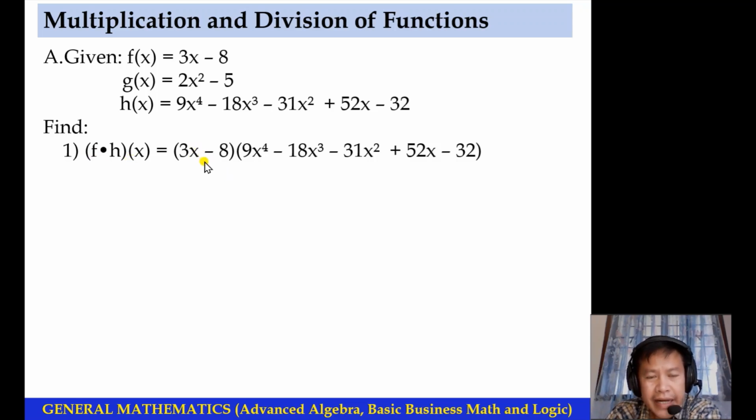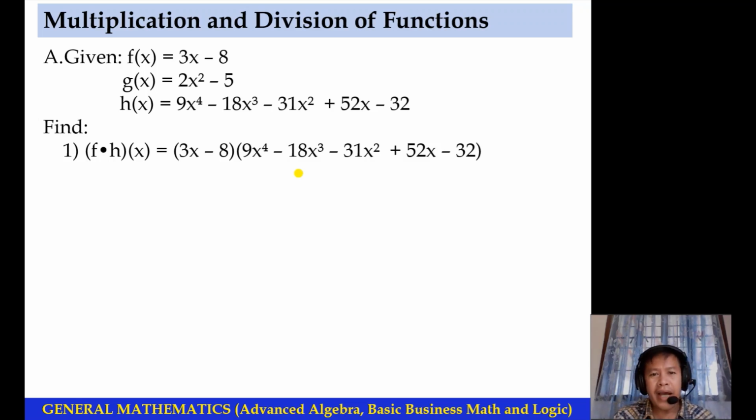Okay, now, we are going to find the product of f and h. Now, take note, this is a binomial. And this is 1, 2, 3, 4, 5. This is composed of 5 terms. How are we going to multiply this? How are we going to get the product of a binomial and that of the polynomial of 5 terms? Or linear, and we have the quartic function. Take note, if you're going to multiply linear and quartic, the product is quintic. When you say quintic, the degree is 5.